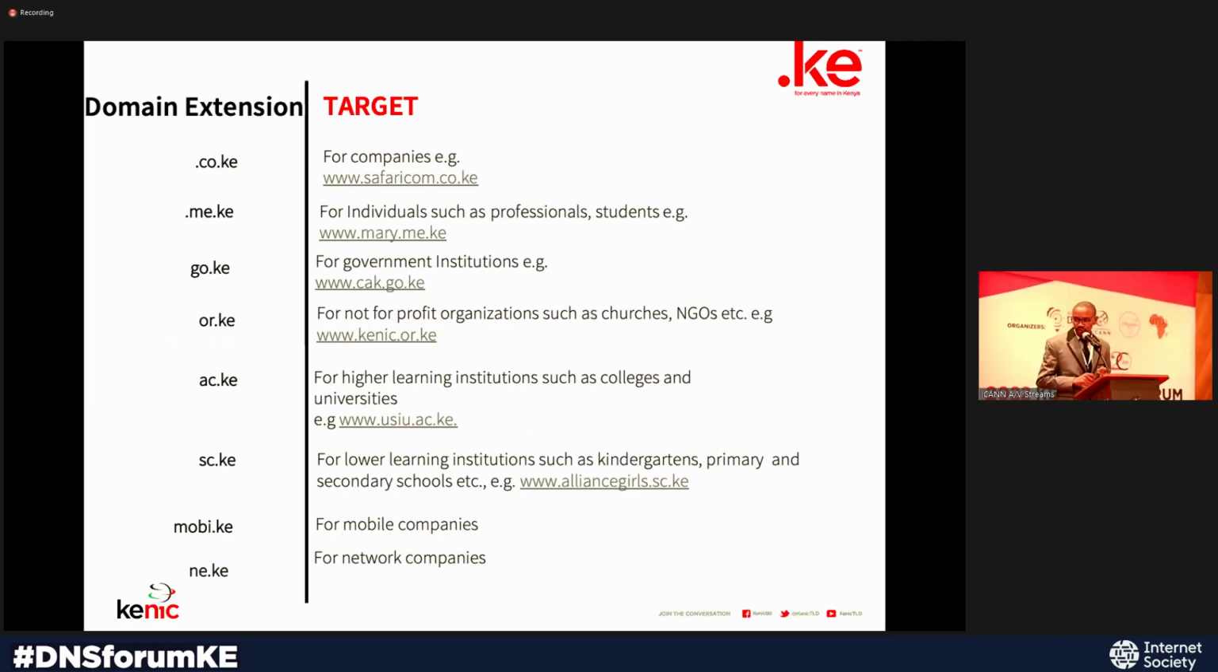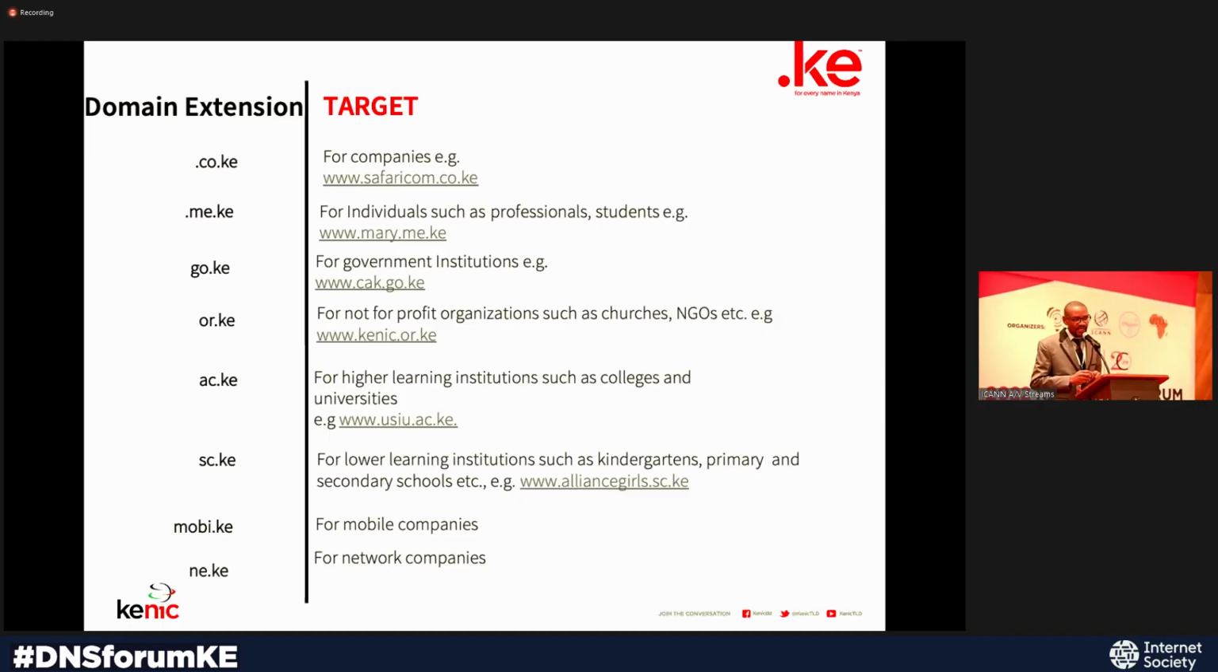Yes, so just to break it down a little bit, these are some of the extensions we have under KeNIC. We have .co.ke, which is for companies and corporates. We have .me.ke, which is for personal use, individuals. We have .go.ke for strictly government entities, and this is managed by the ICT Authority. I think we have a representative from ICTA who will be in the next panel. We also have .or.ke, for non-government organizations or non-profits. We have .ac.ke, which is for academic institutions, these are colleges and universities.